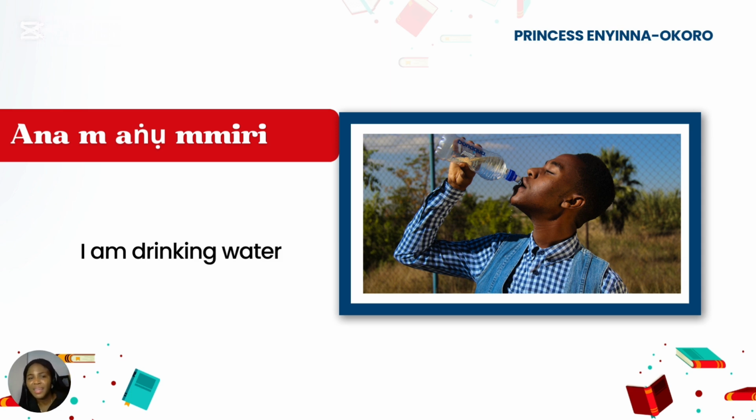Someone drinking water. We'll add anamang to water, which is miri. And then when we put it together, it becomes anamang miri. Again, anamang miri. All right, so that's how we say it in Igbo. Someone asks you, what are you doing? You say anamang miri. Okay, that's it.